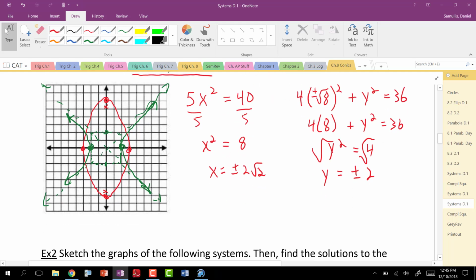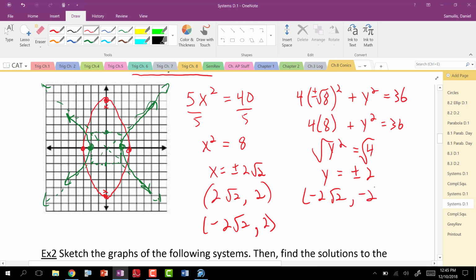Okay? All right. So now, there's 4 answers. 2 root 2, 2. Negative 2 root 2, 2. Negative 2 root 2, negative 2. And then 2 root 2, negative 2. In all 4 quadrants. It's so much. Okay. But, wait, I gotta wait. Hold on.